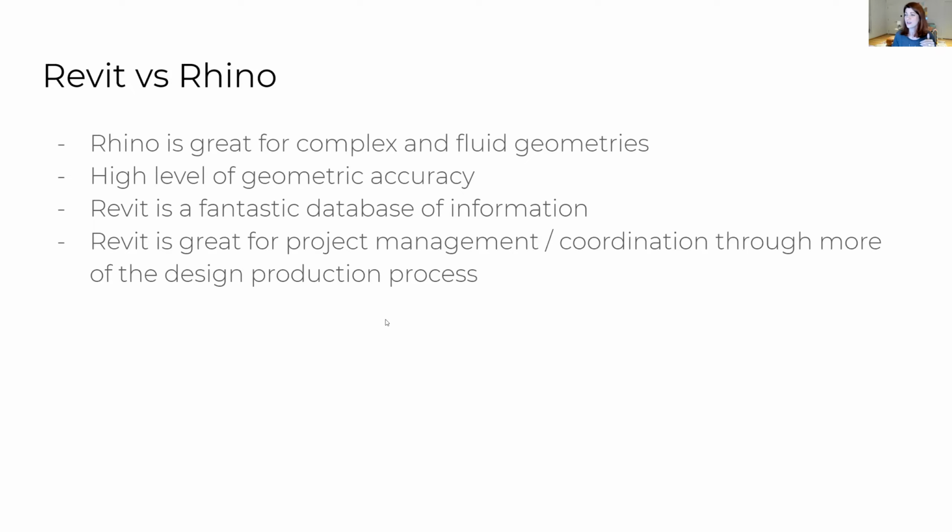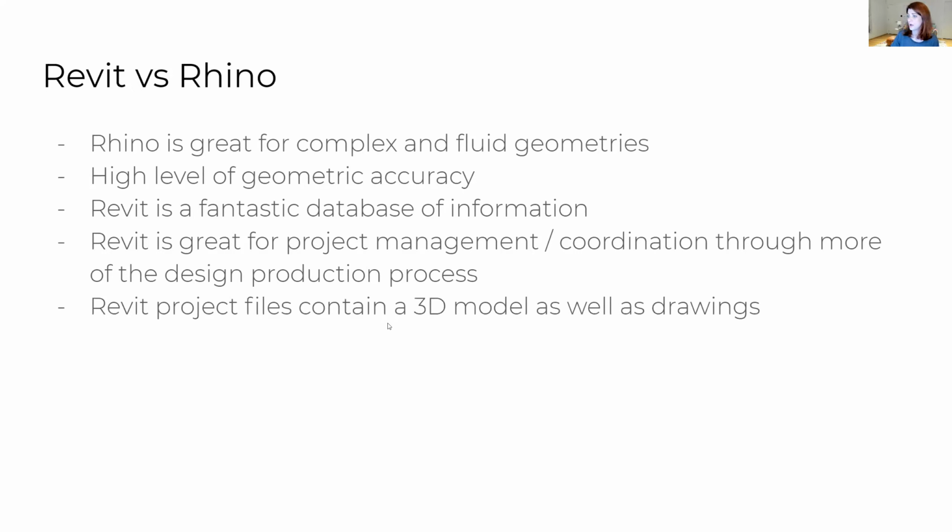It's great for things like, I like to say that where Revit really shines is from about SD through CA. So it's a lot more about the design production process, as it's less fluid than Rhino. Rhino is great for massing studies and conceptual design where things are rapidly changing and it's really geometrically based. Revit's really great for the nuts and bolts and details of a project.